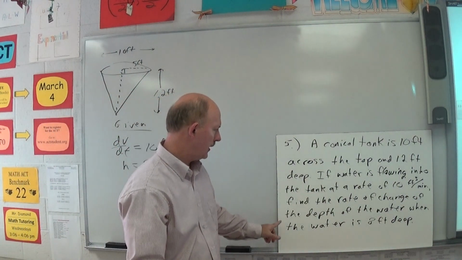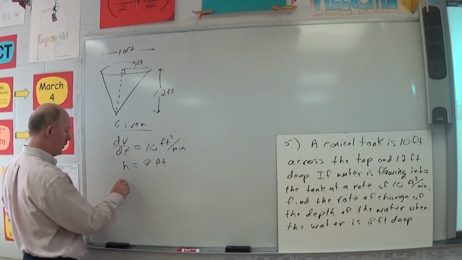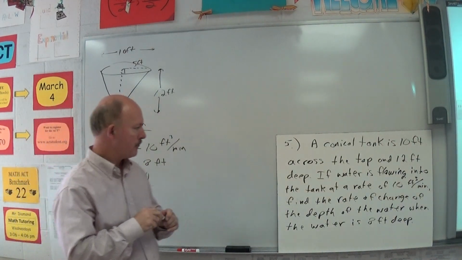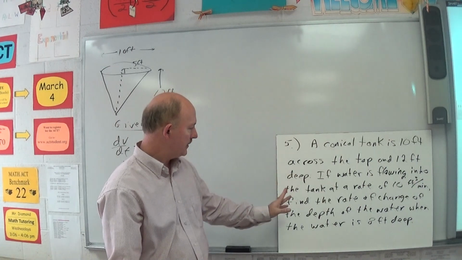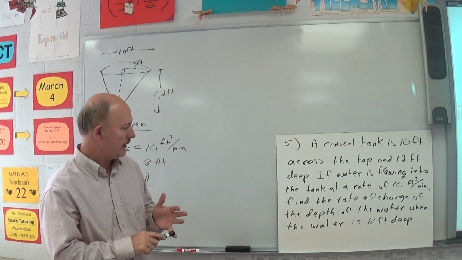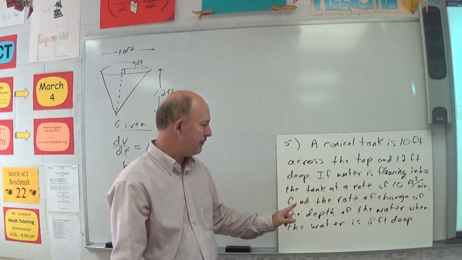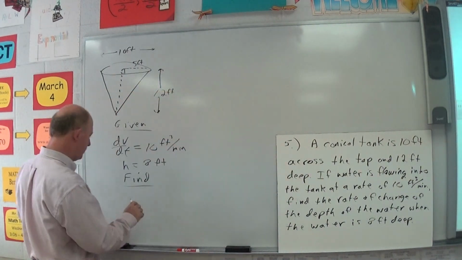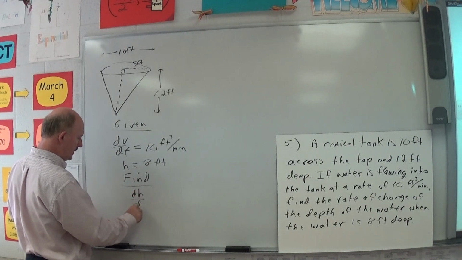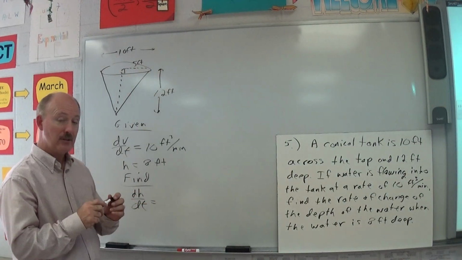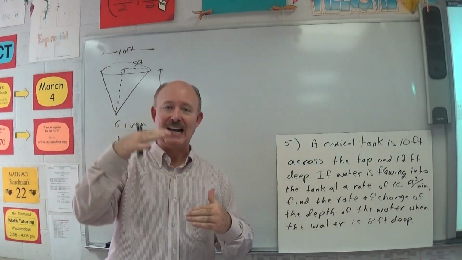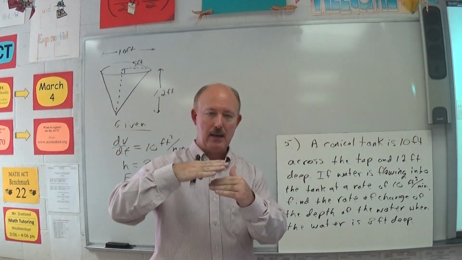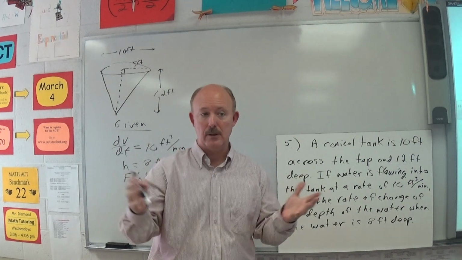Okay, let's see what else. What are we trying to find here? What are we asked to get? If the water is flowing into the tank at a rate of 10 cubic feet per minute, find the rate of change of the depth of the water. Now the depth of the water would simply be the height of the water, right? So that would be h. So it would be dh over dt. So they're asking us to find the rate of change of the height. So you can imagine the water flowing into the tank and the height is increasing over time.